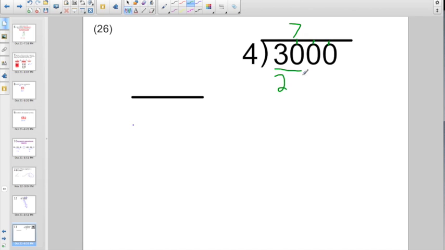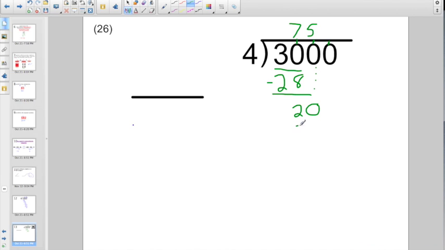Multiply back for 28. It's going to subtract for 2. You're going to bring down your next 0 and park it right next to that 2. And I'm ready to start dividing all over again. This time, 20 divided by 4, hey, that's 5.